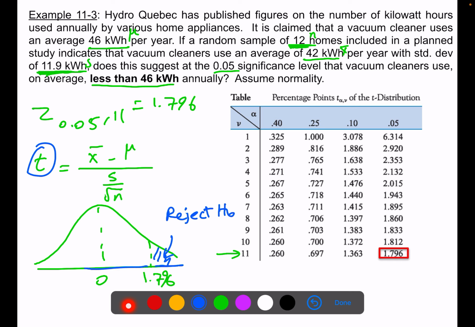Any questions? Okay, so when we calculate, our critical t is 1.796, and the t that we calculate is 1.1, right? So it's much less than this number. So we are not here, we are actually here, right? Because of that, we fail to reject H0. Is there a question? No? That's good.